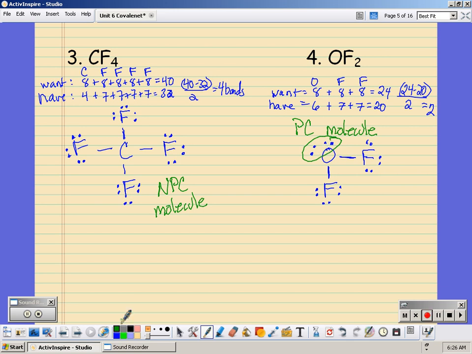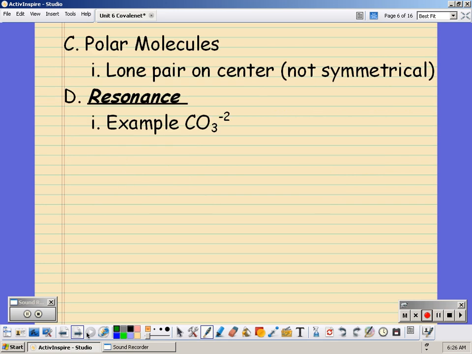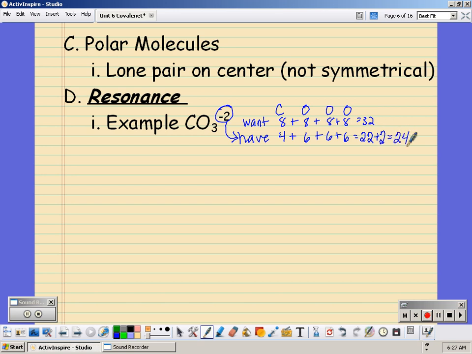Resonance just means you can draw more than one Lewis structure and be correct. So here we have carbon and 3 oxygens. So 8 plus 8 plus 8 plus 8 is 32. Half. Carbon has 4 valence electrons. It's in group 14. Oxygen has 6, so that's a total of 22. Now you have this -2 charge. Negative means you've gained 2 electrons. So that means we actually have 2 extra electrons for a total of 24. 32 minus 24 is 8, divided by 2 gives us 4 bonds.